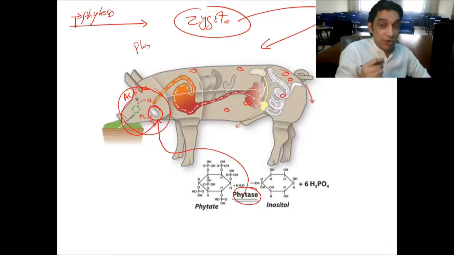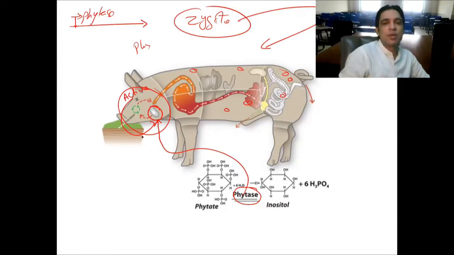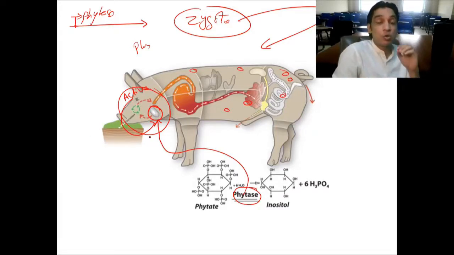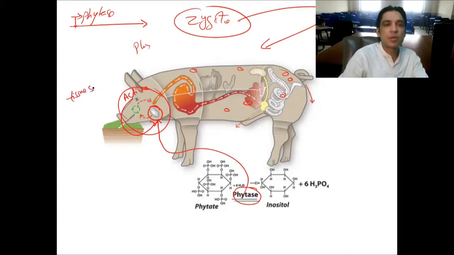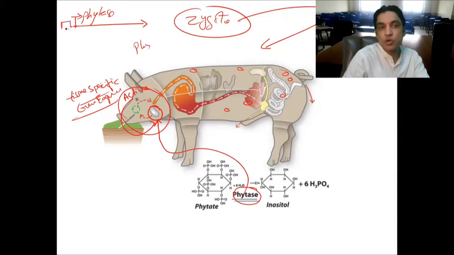So that's a very important, tricky, good research question. How do people make it possible that a certain gene should only express in one type of tissue? This is called tissue-specific gene expression, and that is possible because of the tissue-specific promoter.